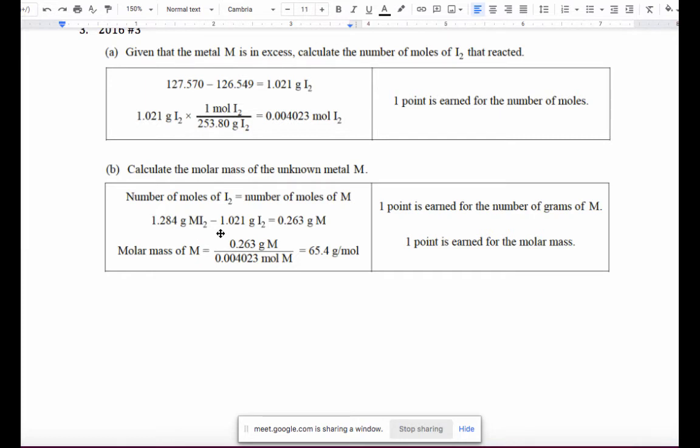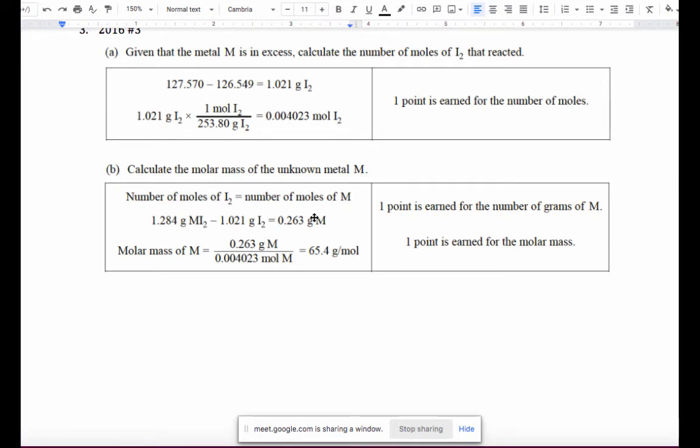Then they subtracted I2. The law of conservation of mass says that mass is neither created nor destroyed. So if you have a sample of MI2, it consists of M and I. Well, you know the mass of I2 from part A. So you subtract them, and that gives you the grams of M. You got 1 point for the correct number of grams.